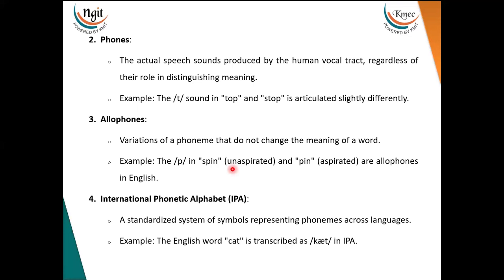The L particularly, so lip, lip, and ball, ball. In lip you see the light L, whereas in ball you see the dark L. Okay, that is another allophone example.